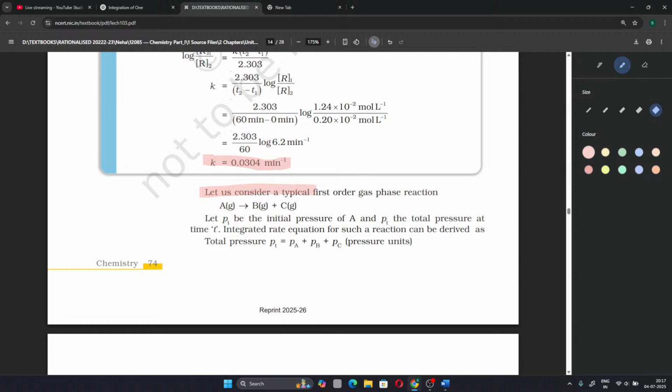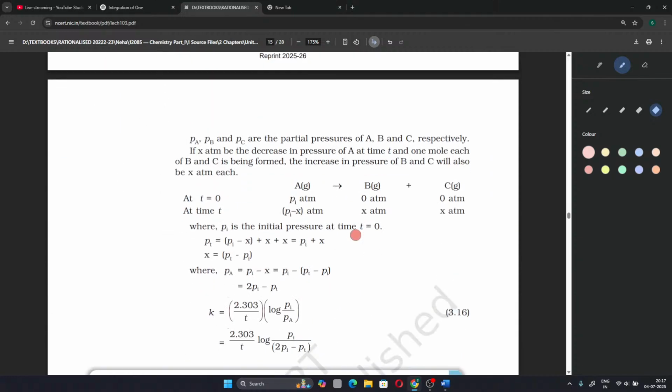Let us consider a typical first order gas phase reaction, A giving B gas plus C gas. This is a decomposition reaction, for which we can take ammonia decomposition as an example. Let Pi be the initial pressure of A and Pt be the total pressure at time t. The integrated rate equation of such a reaction can be derived as total pressure Pt equals Pa plus Pb plus Pc. Pa, Pb and Pc are the partial pressures of A, B and C respectively.